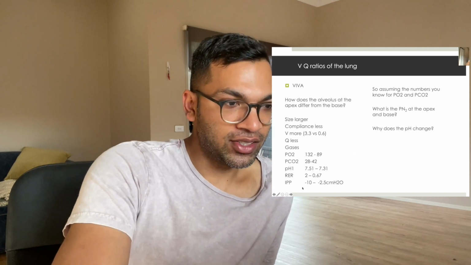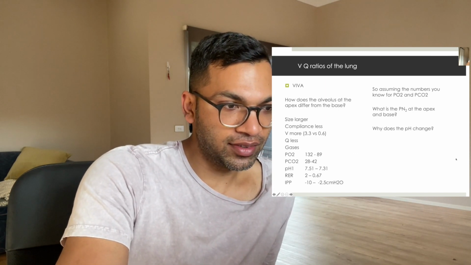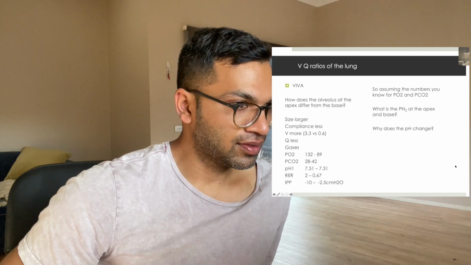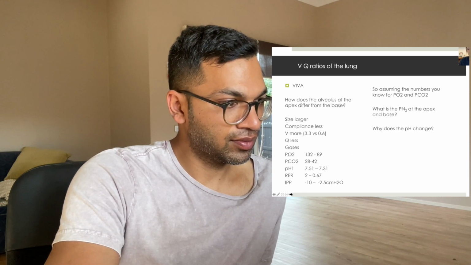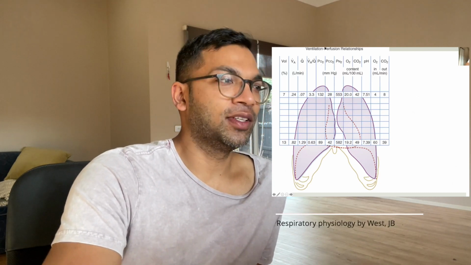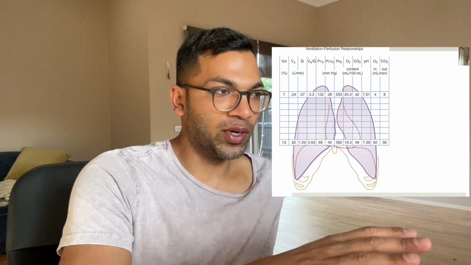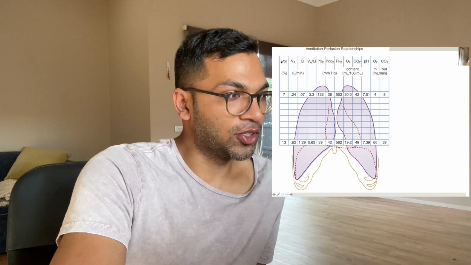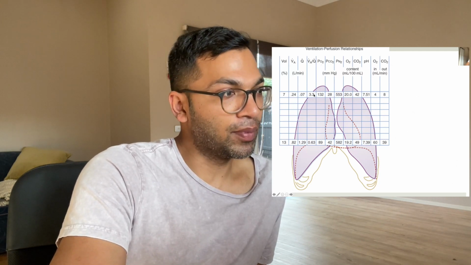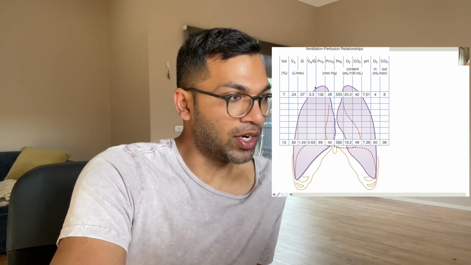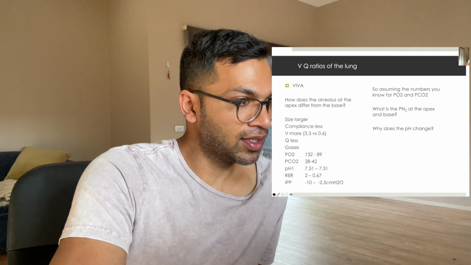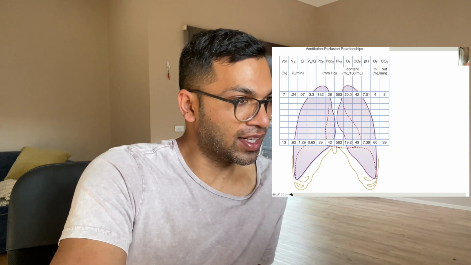Why does the pH change? Next person along, Catherine. I'm guessing the pH changes because of our change in CO2. That is correct. Fantastic. This was a graph out of West, and there's one examiner who literally asked the question straight out of West, and he just wanted us to talk about all of these things. And sorry, Meg, you are absolutely right. Those numbers were the actual VQ ratios, 3.3 versus 0.63. Yeah. Thanks. Sorry about that. Thanks for picking that up.